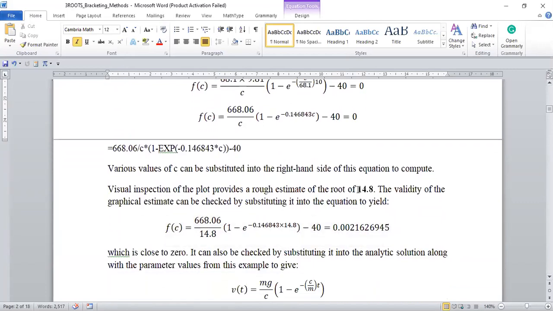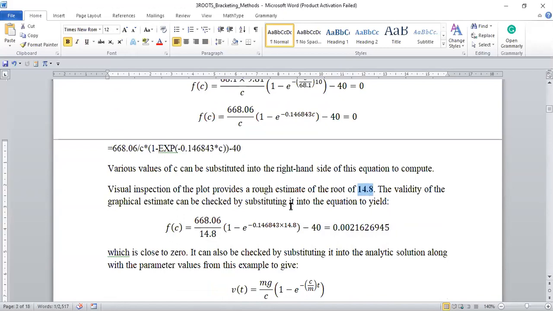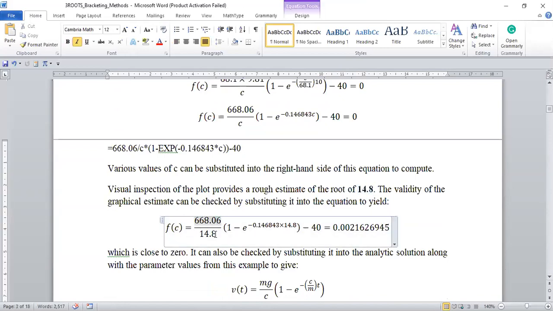So from the graphical approach, we said that it's 14.8. So in order to verify if we are correct, we are going to replace the C here and the C here with 14.8. If we do that and you calculate it, you're going to get this expression, which is close to zero. Remember, it's supposed to be zero because we said let f of c be equal to zero. So we're kind of close to zero, so we know that at least we are close to the answer.